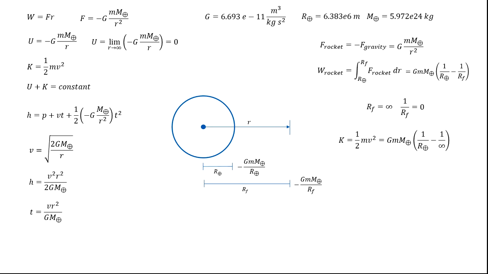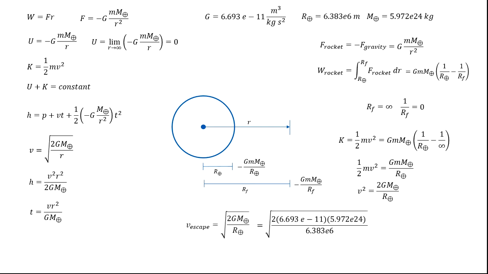Since 1 over infinity is 0, this simplifies to this. We can multiply both sides by 2 and cancel out the mass m in both sides of the equation. The escape velocity is the square root of 2 times G times M Earth over the radius of the Earth. Plugging in terms, we get this equation, which equals 11.19 kilometers per second.